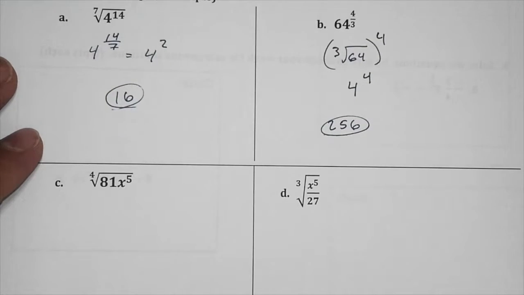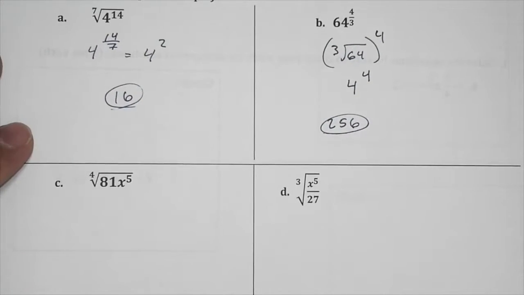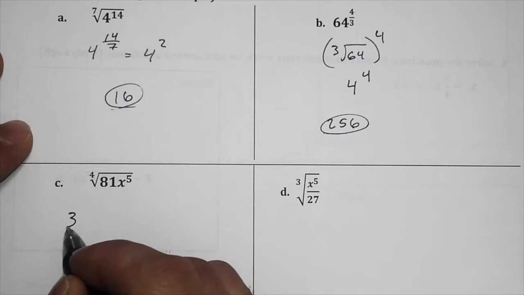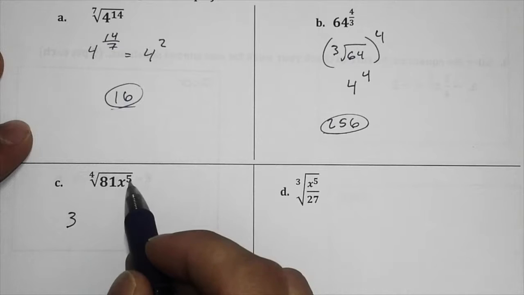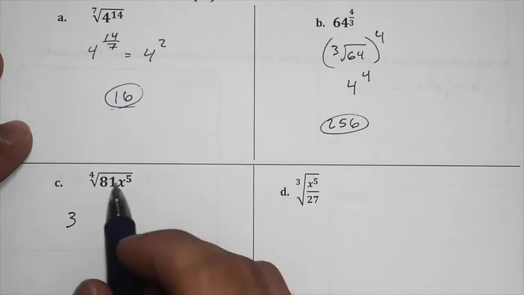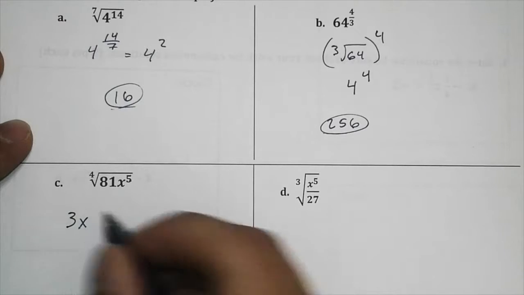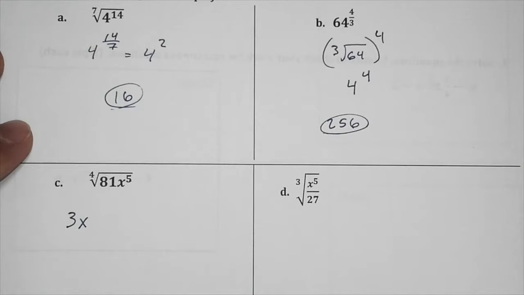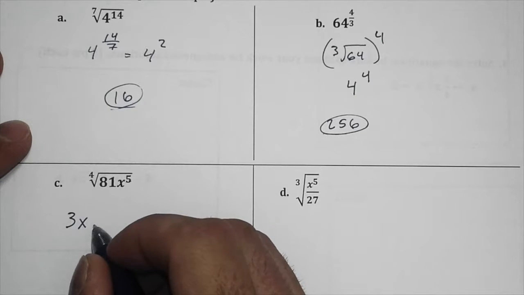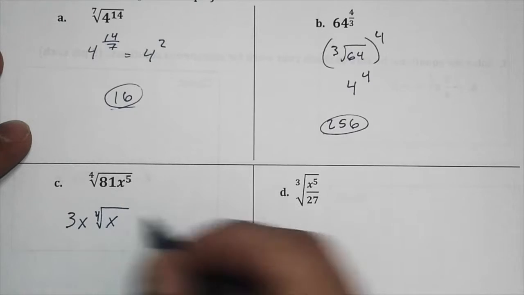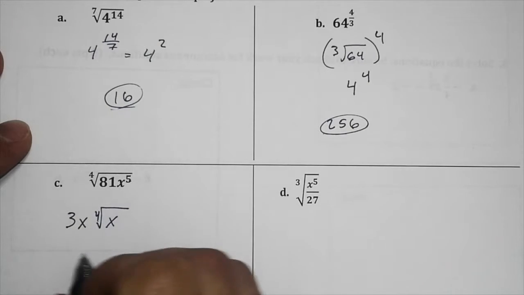Over here, we have to take the 4th root of both of these. Well, the 4th root of 81 is just 3. Now, when we take the 4th root of x to the 5th, 4 goes into 5 one time, so x to the 1, and then there's 1 remaining. So the 4th root of x to the 1 remains. So that would be the final answer.